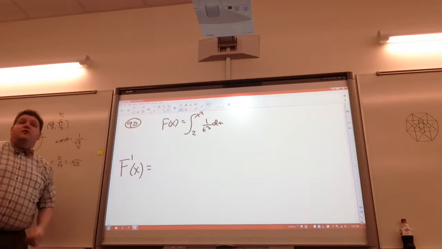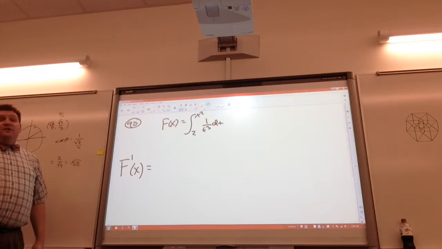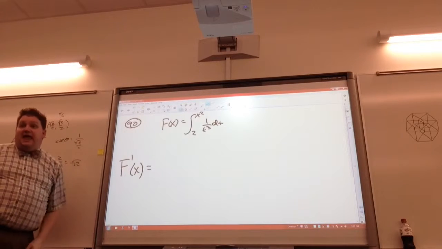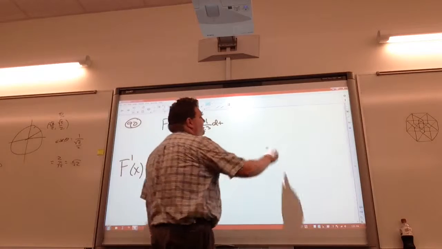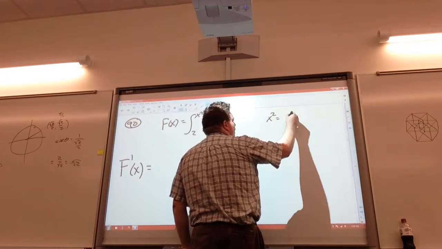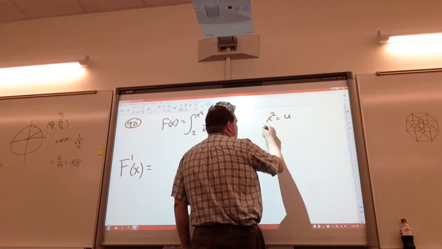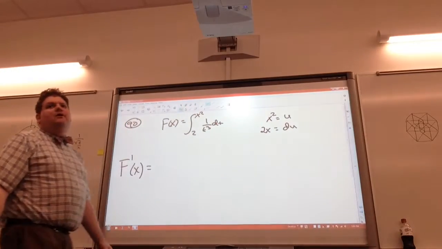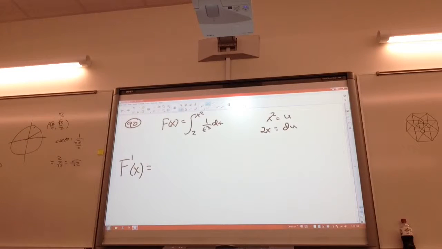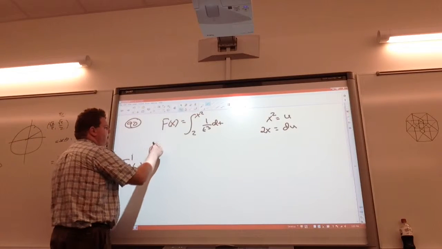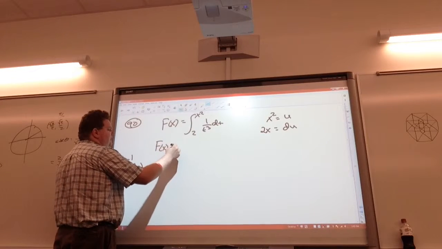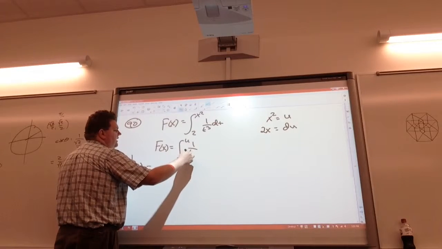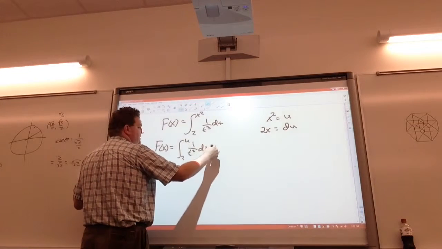So what I'm going to do is what's called a substitution. I'm going to set x squared to be equal to some random variable and substitute that in. So I'm going to come up here and say x squared we'll call equal to u. And then 2x would be equal to du, the derivative of u. We do need du, as you'll see as we work this out. That means I can rewrite this as big F of x is equal to the integral from 2 to u of 1 over t cubed dt.